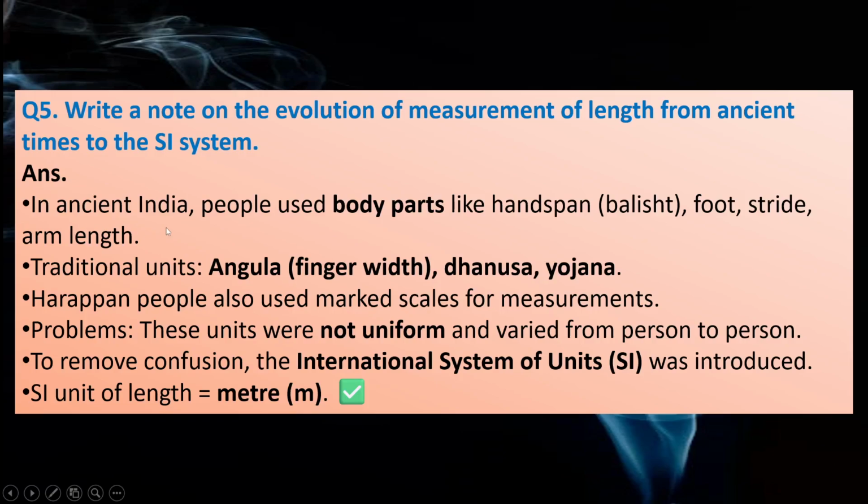In ancient India, people used body parts like hand span, foot, stride, arm length. Traditional units: angula, finger width, dhanusha, yojana. Harappan people also used marked scales for measurements. Problems: these units were not uniform and varied from person to person. To remove confusion, the International System of Units (SI) was introduced. The SI unit of length is meter.